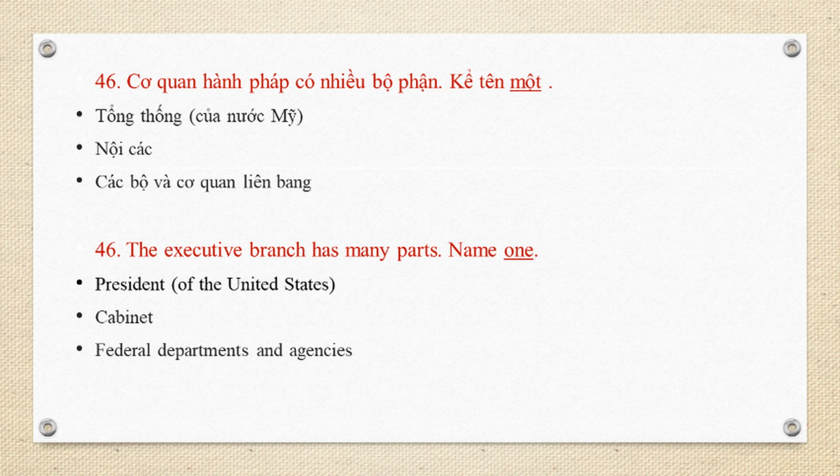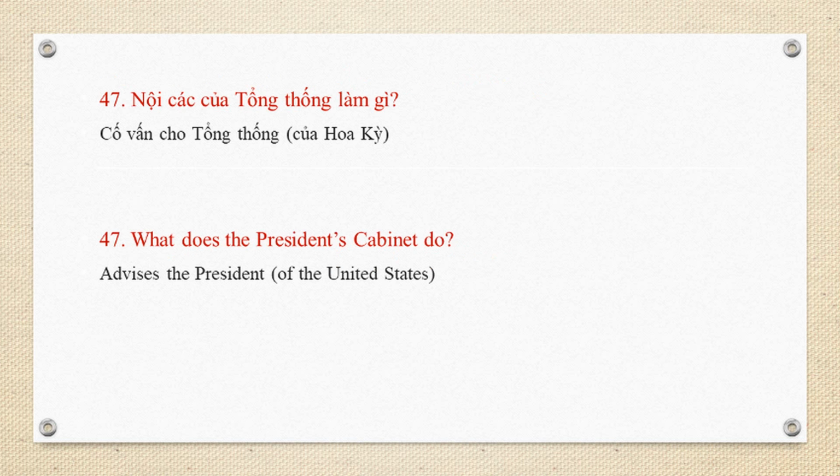46. The executive branch has many parts. Name one. President of the United States. Cabinet. Federal departments and agencies. 47. What does the President's Cabinet do? Advises the President of the United States.